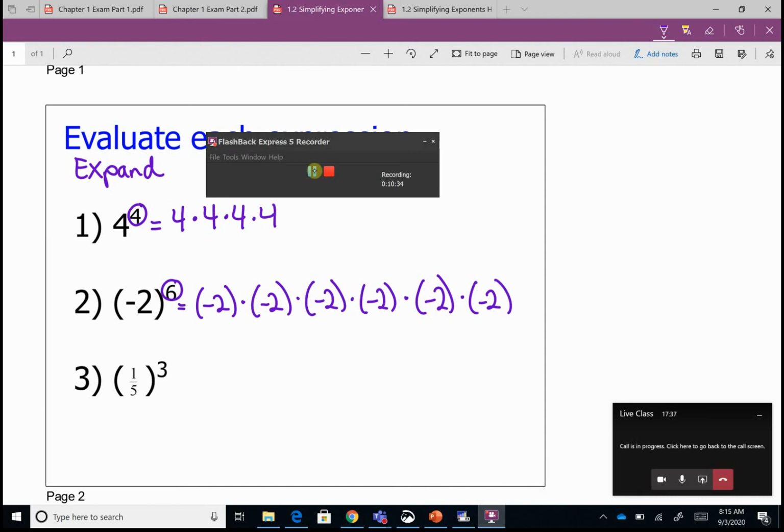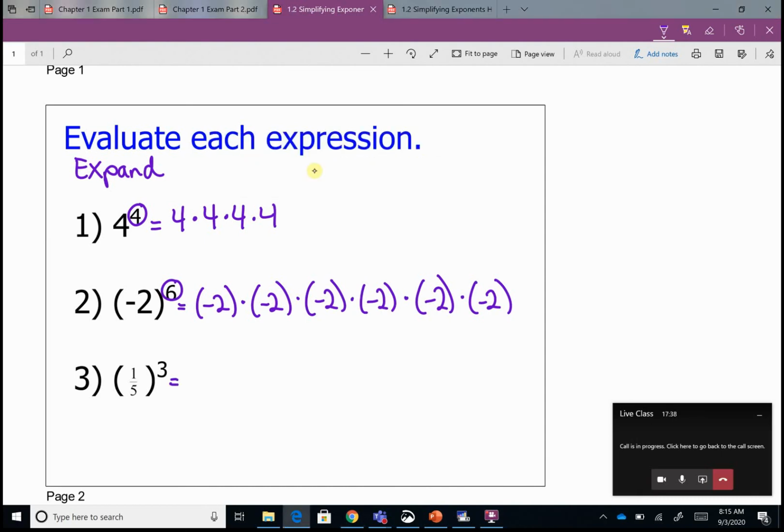All right, as I walked around, it was pretty unanimous. I saw 1/5 times 1/5 times 1/5. Whether you use parentheses or I also saw people putting the dot, that is wonderful too. So the 1/5 is our base. That's the big number. We're going to multiply that one together. The exponent of 3 tells me how many times to do that.